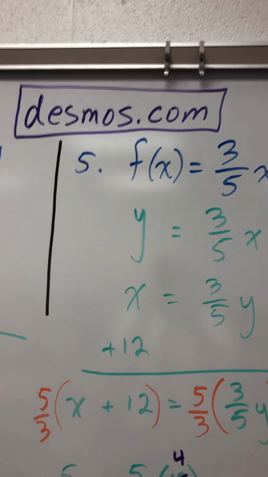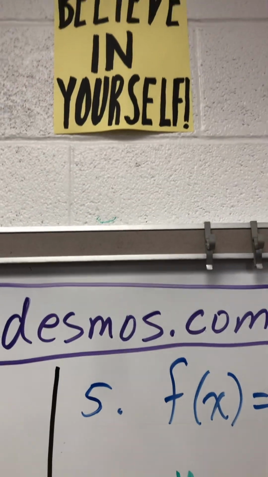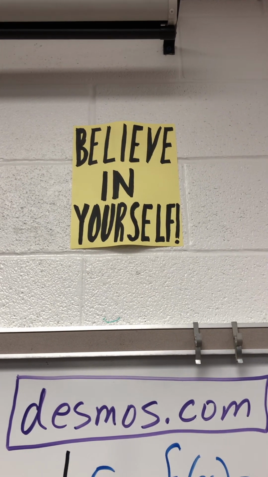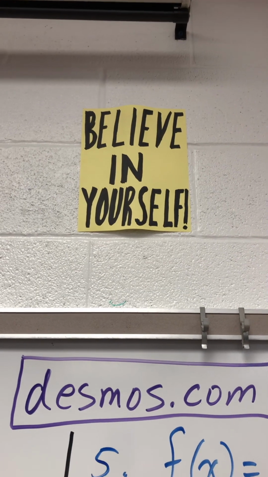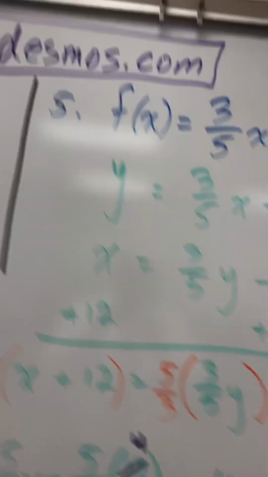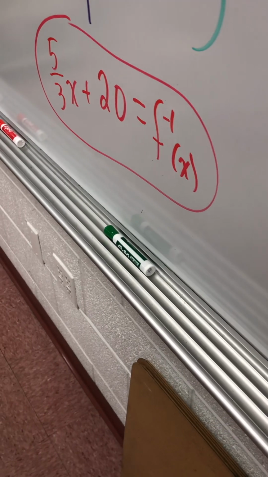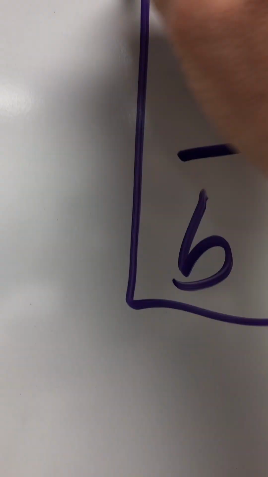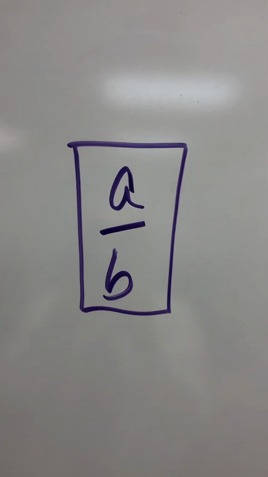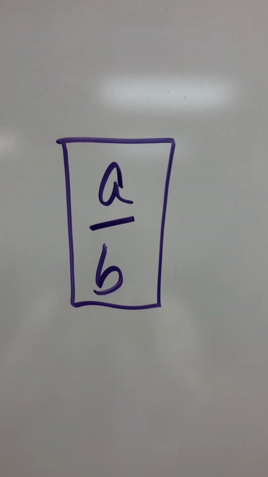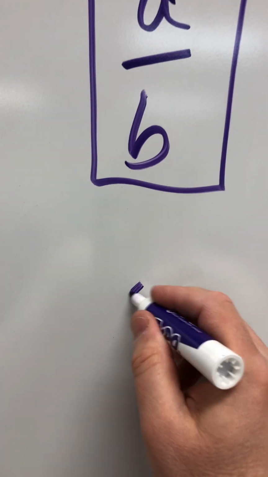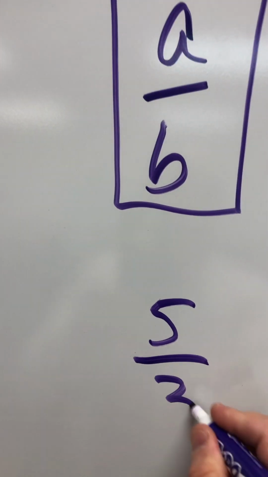I would like you to go to Desmos.com, and I want you to click on Scientific Calculator. And what I want you to do is click on this button. Click on A over B. There's a button in there, A over B, and what you need to do is type 5 on top and 3 on the bottom.